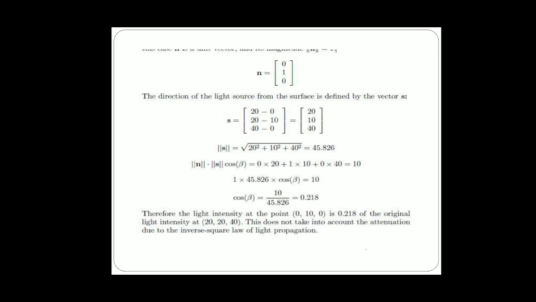We are not taking the negative side, we are just performing cos beta, because we just need to check the intensity. Therefore the light intensity at point 0 comma 10 comma 0 is 0.218 of the original light intensity 20 comma 20 comma 40. So the intensity when it started was 20 comma 20 comma 40, but when it reached the surface at the cos beta angle, it is 0.218. This does not take into account the attenuation due to the inverse square law of light propagation.